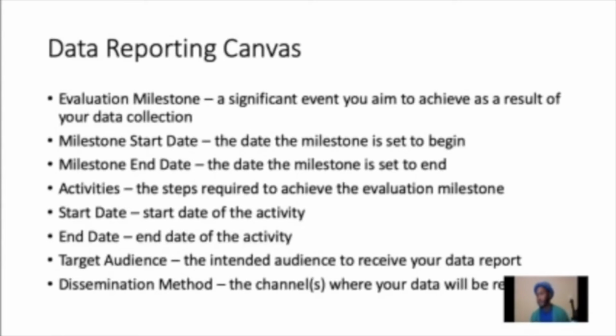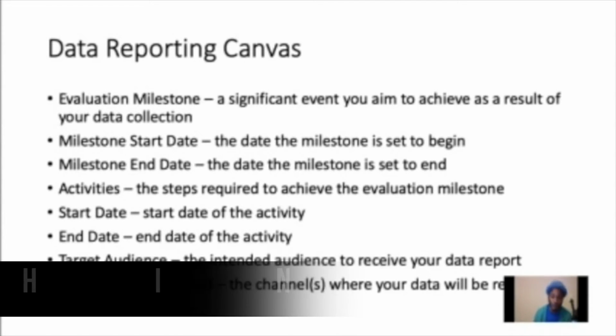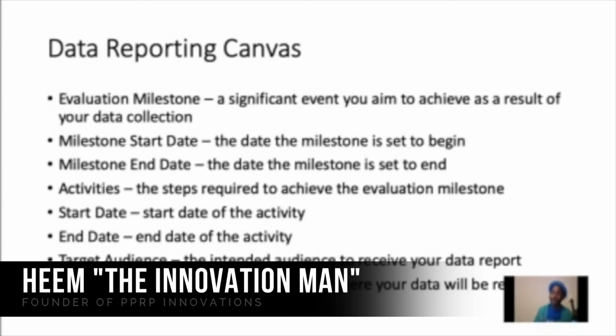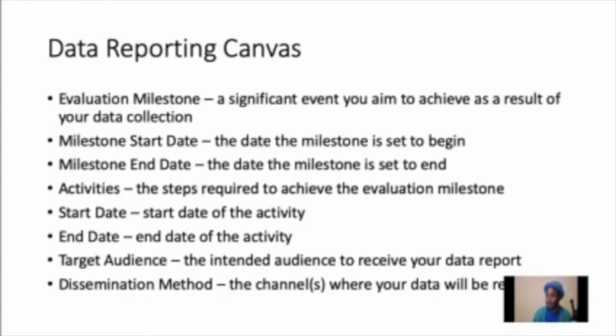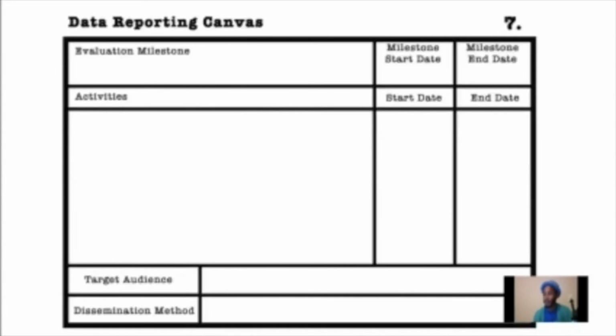The evaluation milestone is essentially the significant event you wish to achieve as a result of your data collection. When you're collecting data, there's an objective that you have towards collecting that data, and the milestone is essentially that. What is that significant event you aim to achieve as a result of your data collection actions? And then the start and end date of those milestones. When does it start and when does it end?